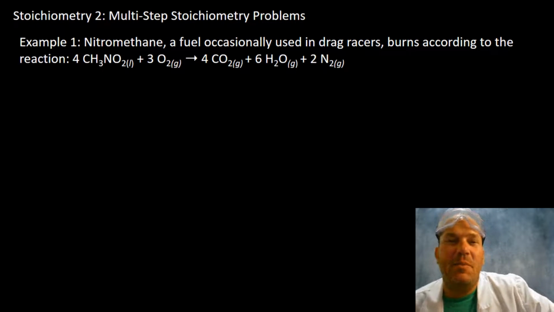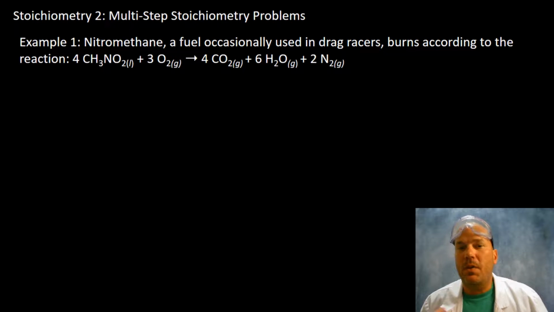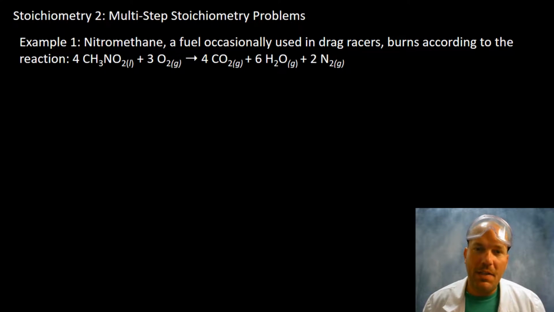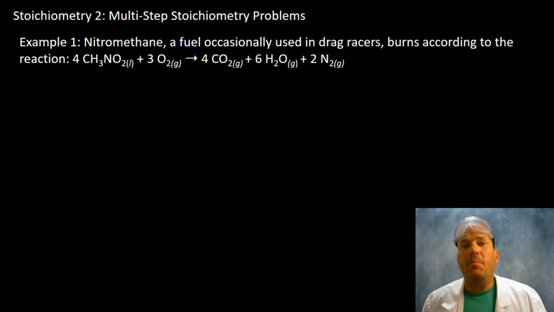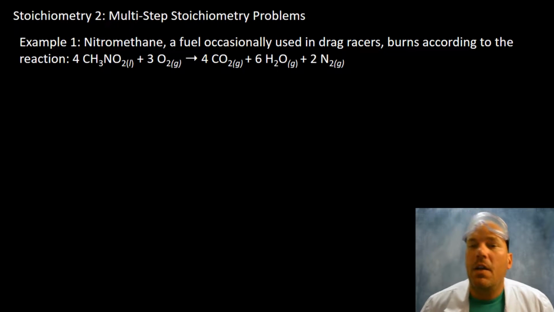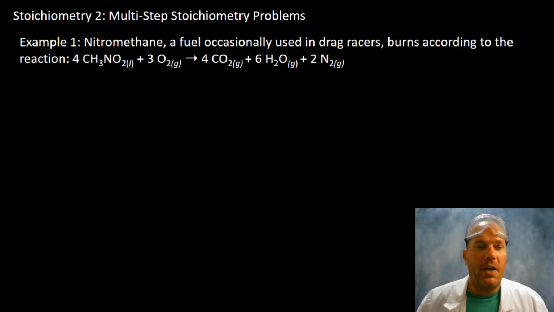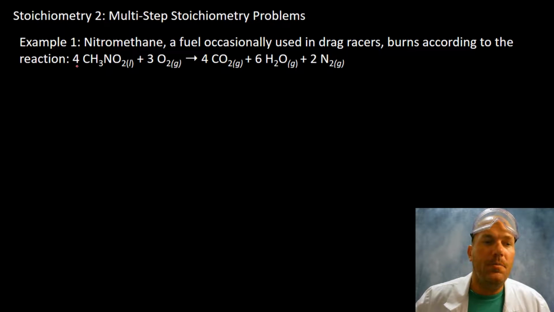All right, now it's time to really have some fun. Let's do some multi-step stoichiometry problems and continue where we left off with the last video. Example 1. Nitromethane is a fuel occasionally used in drag racers. It burns according to the following reaction. So here's the reaction. It's already balanced for you.